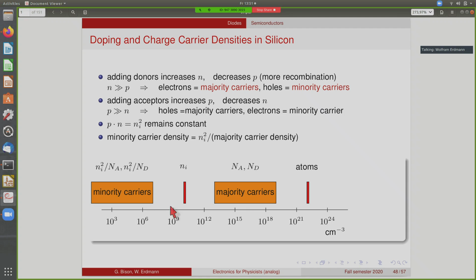So this is graphically shown here. You see on the horizontal axis the number density in per cubic centimeter. So the intrinsic carrier density is something like 10 to the 10. The number of atoms is something like 10 to the 22. And the doping densities that are of interest for technological reasons are of the order of 10 to the 15 to 10 to the 18. So that gives us majority carrier densities that are much higher than the intrinsic density, but still also a lot smaller than the total number of atoms. And at the same time, the minority carrier density is reduced by several orders of magnitude and is now down to 10 to the 3, for instance.